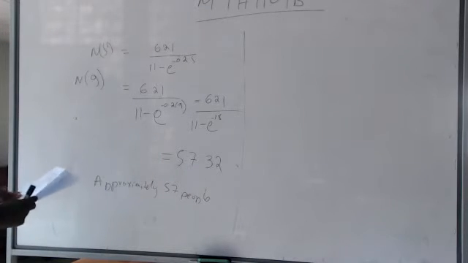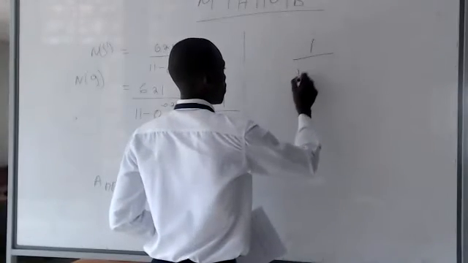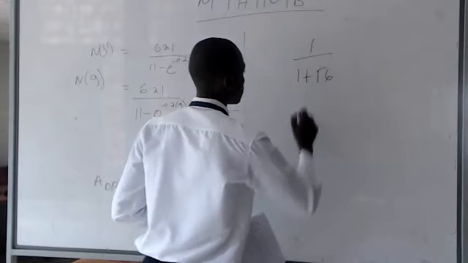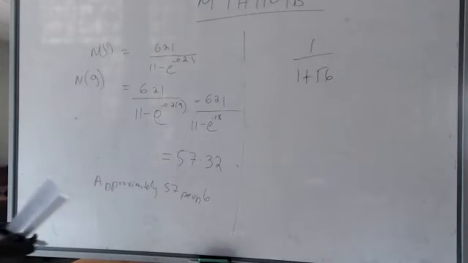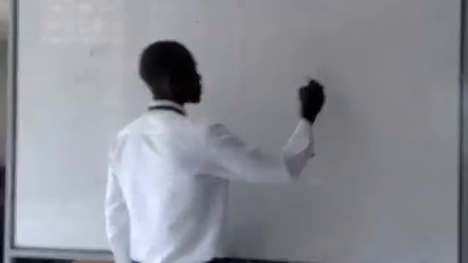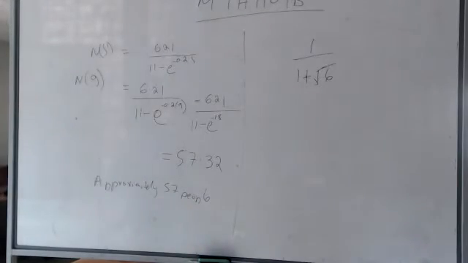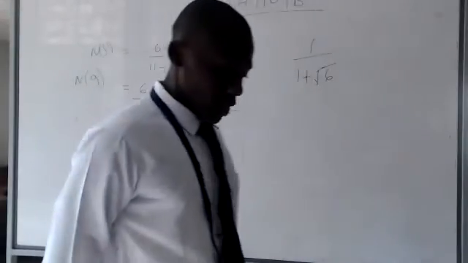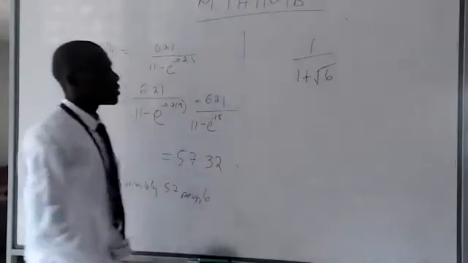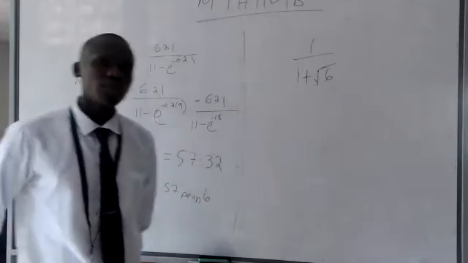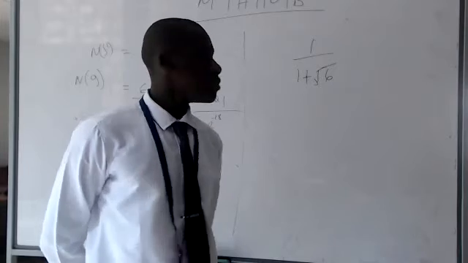Lastly, for this one, rationalize the denominator: 1 divided by 1 plus the root of 6. How do you rationalize? You find the conjugate radical. And what is the conjugate radical of what in the first place? The numerator or the denominator? The denominator.